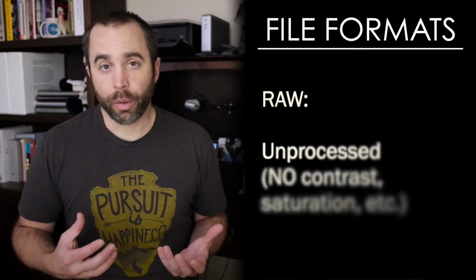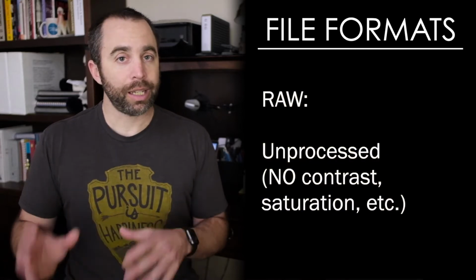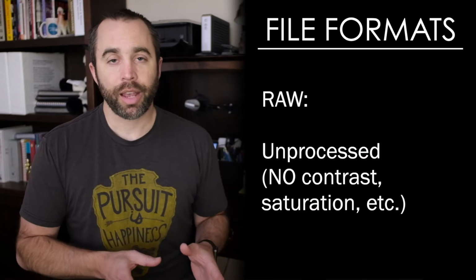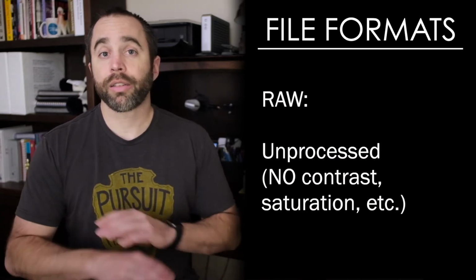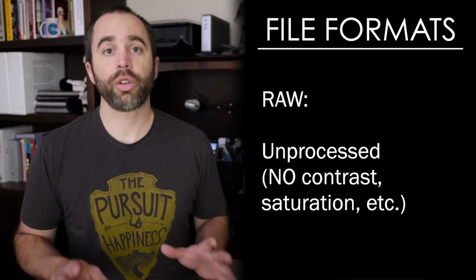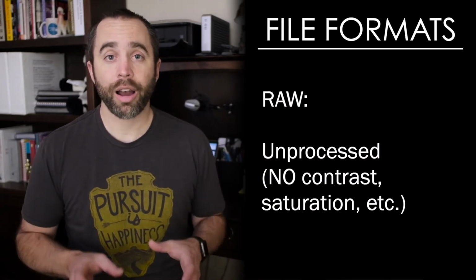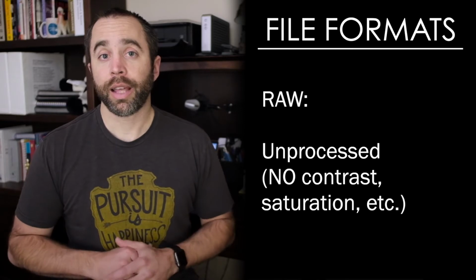For the RAW file format, when you press the shutter button, that light's going to go through the lens, hit the sensor, and when it goes through the processor to be saved to the memory card, it's not going to make any changes at all to that photo. It's just going to be a raw record of the light that hits the sensor.